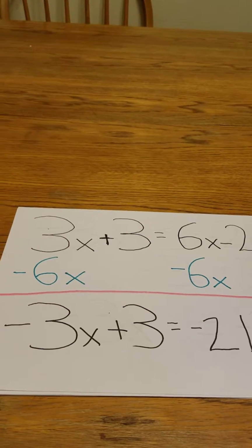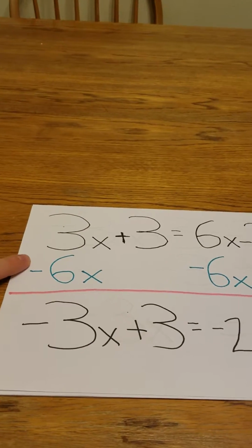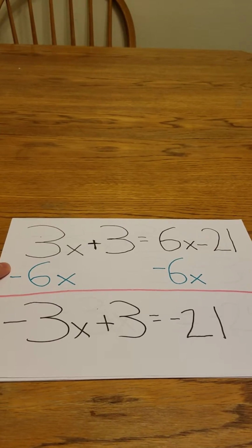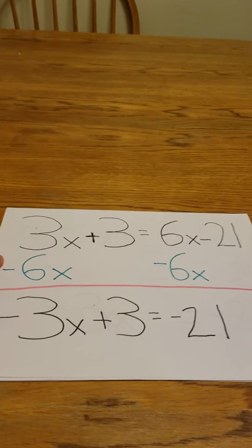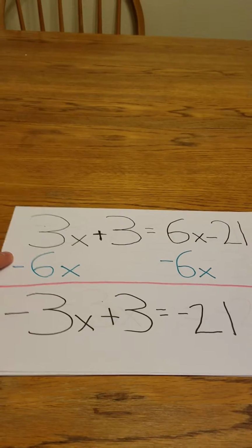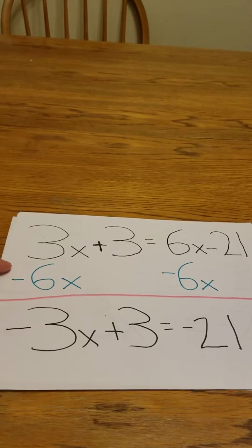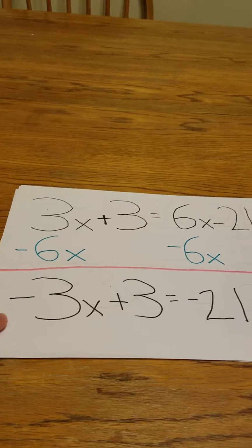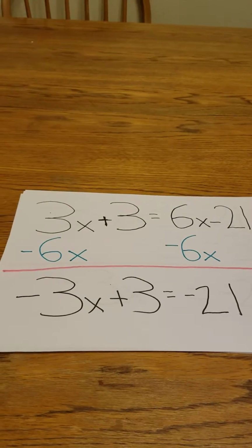If I'm going to subtract 6x on the right, I must also subtract 6x on the left, because the golden rule of solving an equation is that what you do to one side of an equation, you must also do to the other side. 3x minus 6x gave me negative 3x, and now all of my variables are on one side of the equation.